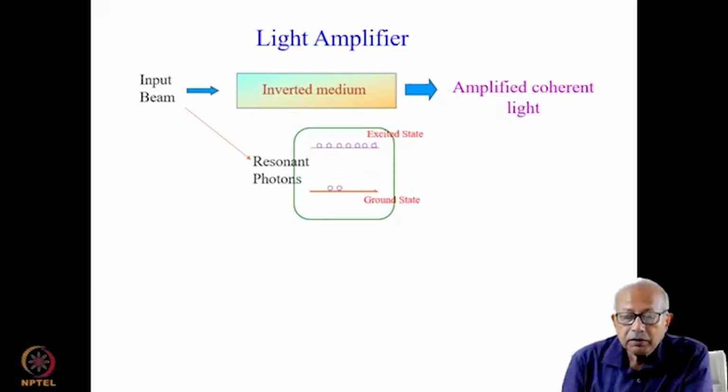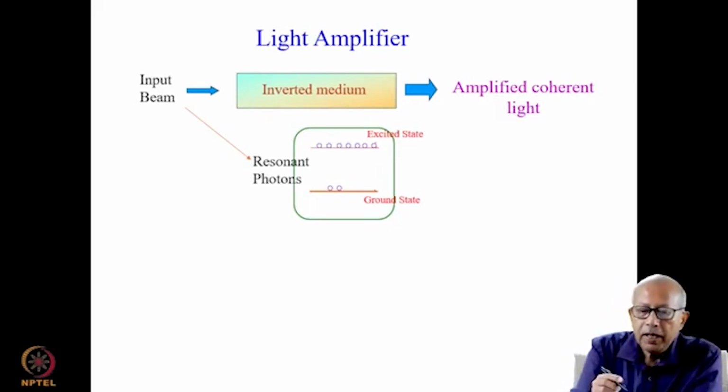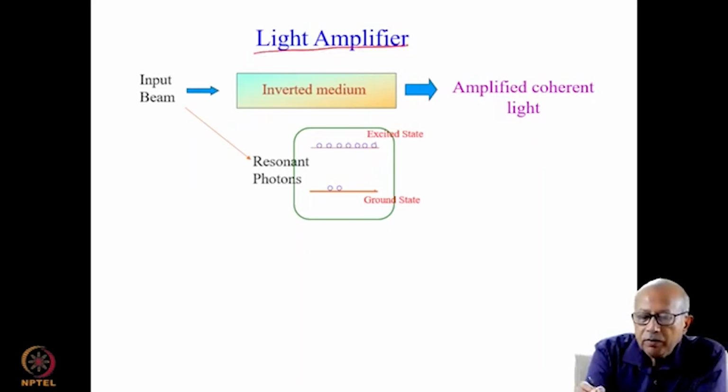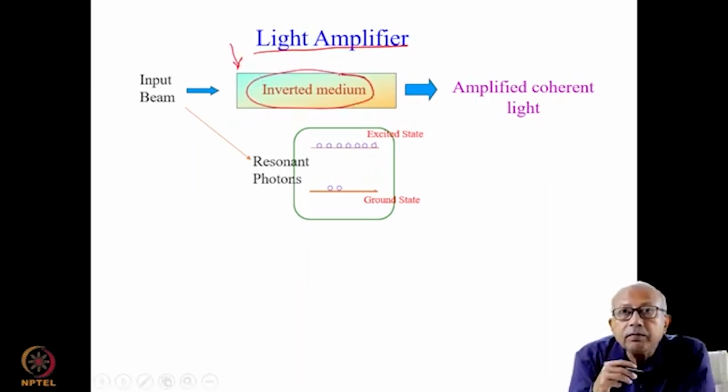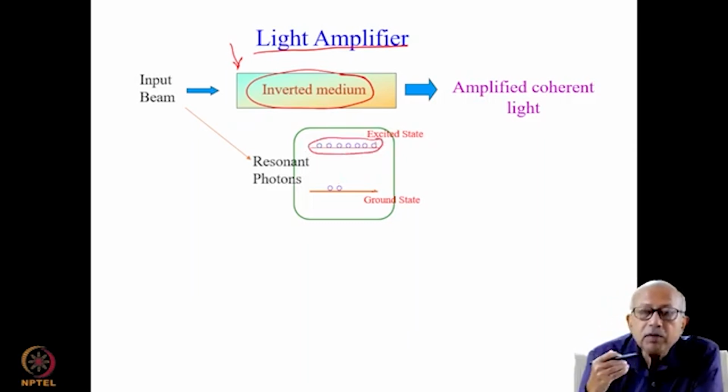Well, let's begin from where we ended the previous class. We now know that a light amplifier can be pictured as having an inverted medium, that is, a medium in which population has been inverted between two energy levels. That means the excited state now has more population than the ground state. So such a medium is also called an active medium.